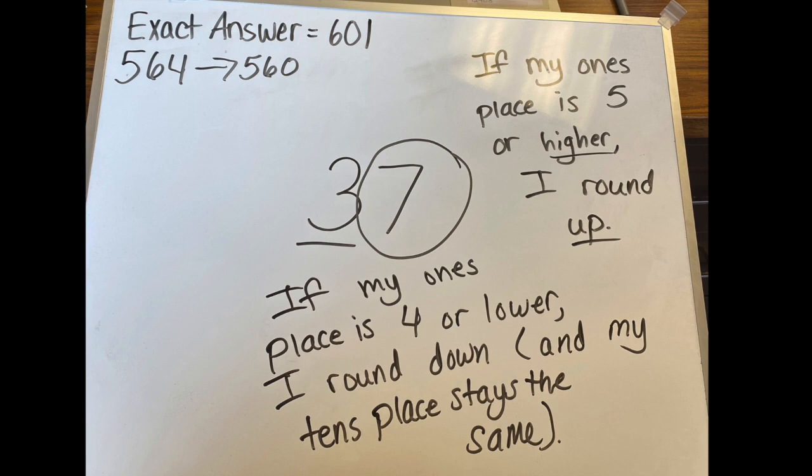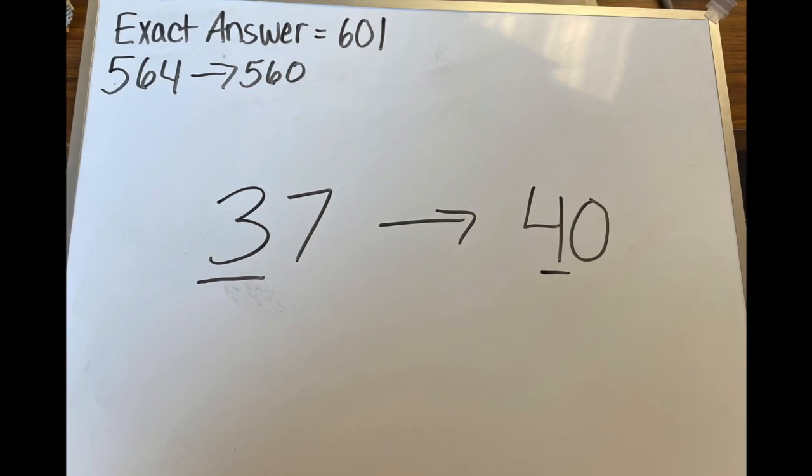So I have a 7 in my ones place. Is that 5 or higher? Or is it 4 or lower? Well, 7 is higher than 5, so I would say it's 5 or higher. So that means I'm going to round up this time. And when I round up, my tens place goes up by 1. So now I have the number 40.